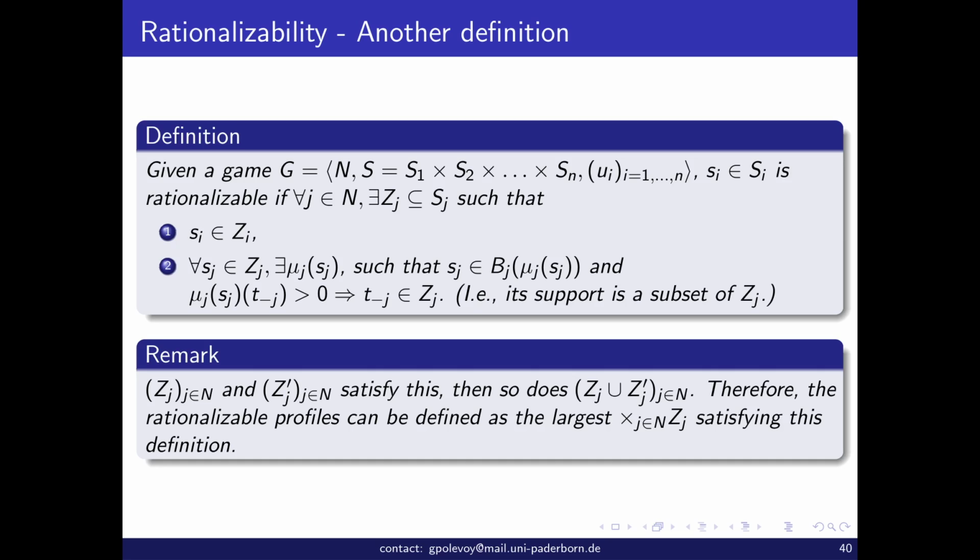Now we can also look at this in a simpler manner, and that's the following. Given a game, strategy Si of player I is rationalizable if for any player we have a subset of strategies Zj such that Si is in Zi, and anything in Zj has some distribution such that Sj is a best response to the distribution, and the support of the distribution is in Z minus J. Another definition.